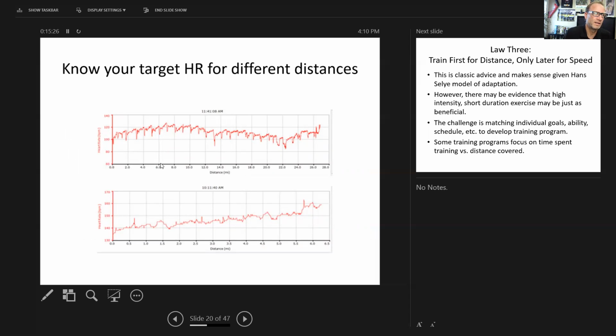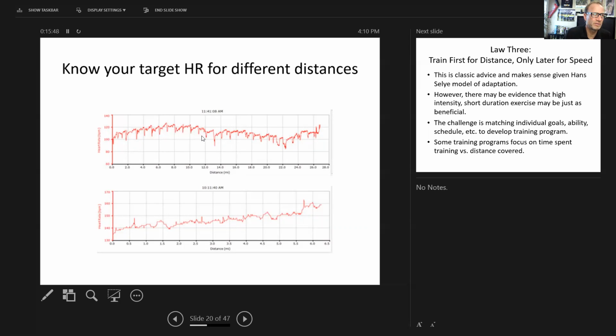This is heart rate, and this is distance during a 26.2 mile run. So this is a marathon. And this is another set of data from heart rate over a 6.2 mile run, so a 10K. This is a 10K and this is a marathon. Notice this heart rate is changing over time, and you see these breaks or these drops in heart rate.